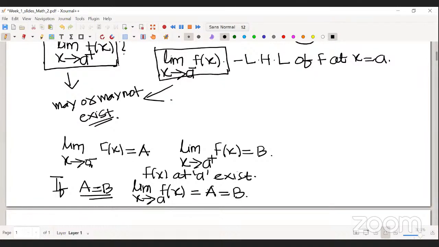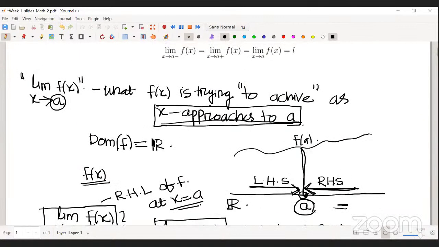So the definition of limit of a function is clear, right? Is there any doubt regarding the definition? No, sir. Okay, fine. So let's do some problems related to the limit of a function.